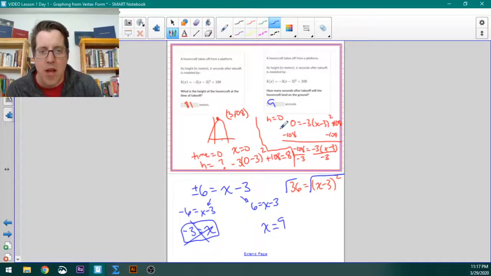The last thing they might ask you is for the maximum height or the minimum height. What you're looking for there is just the vertex. So just record whatever your vertex is.